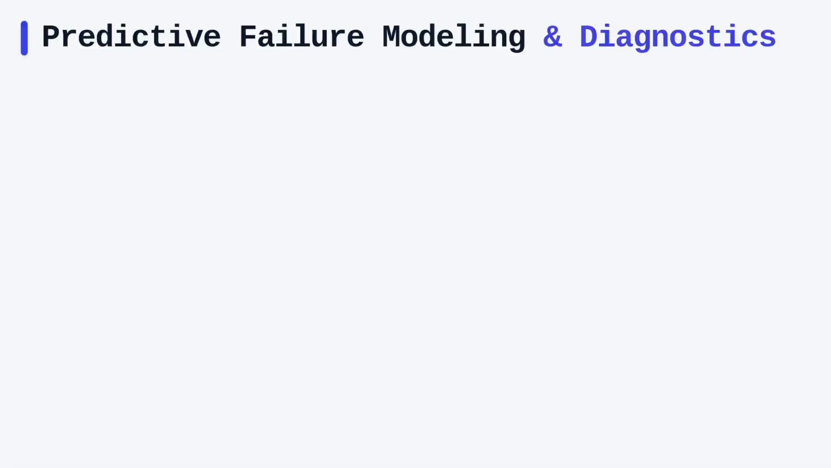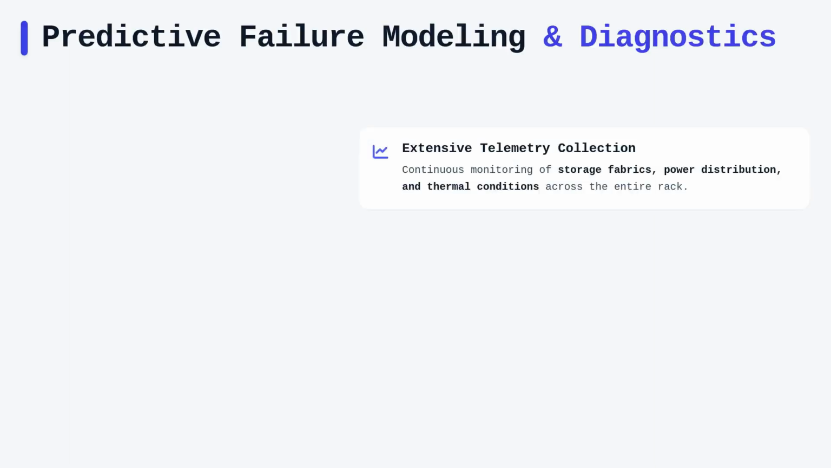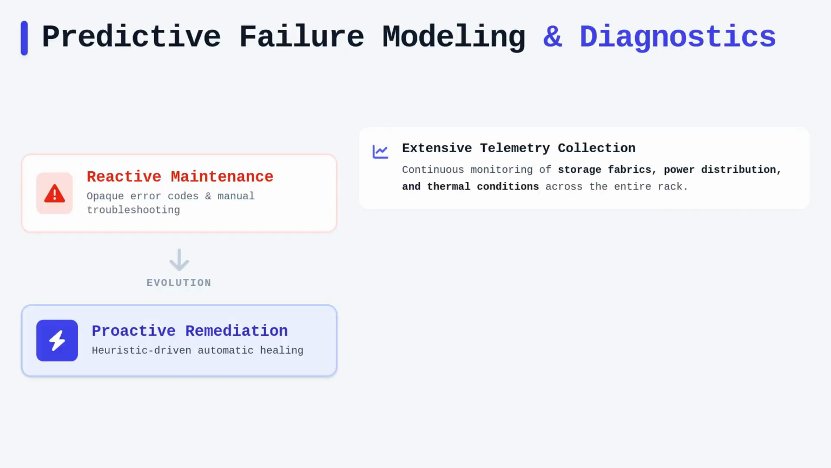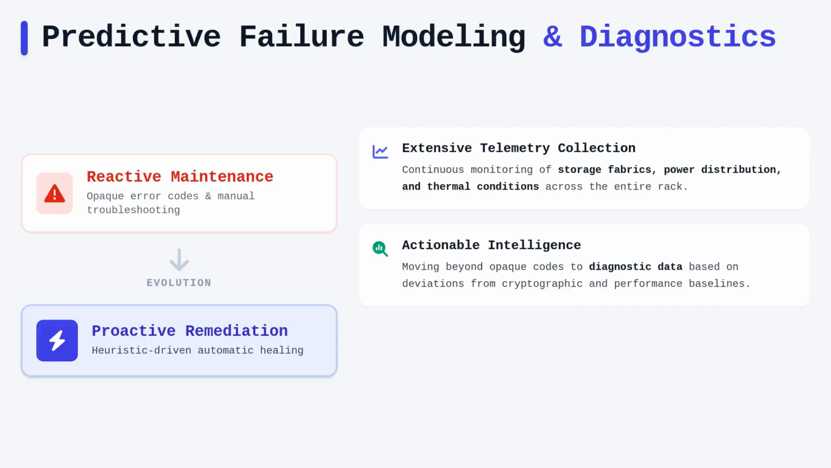We also need to contemplate the diagnostic capabilities and the predictive failure modeling that distinguish a robust implementation from a fragile one. The platform collects extensive telemetry data from the managed elements, allowing you to move from reactive maintenance to proactive remediation. This is driven by advanced heuristics that monitor the health of storage fabrics, power distribution, and thermal conditions across the rack. When the system detects a deviation from the established cryptographic baselines or performance boundaries, it provides actionable diagnostic data rather than just opaque error codes.